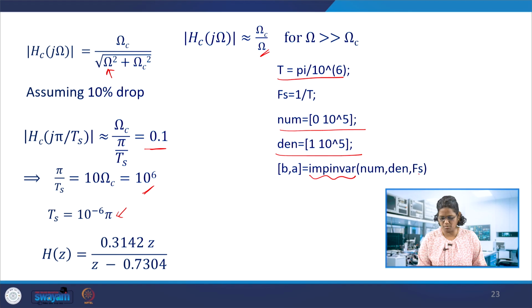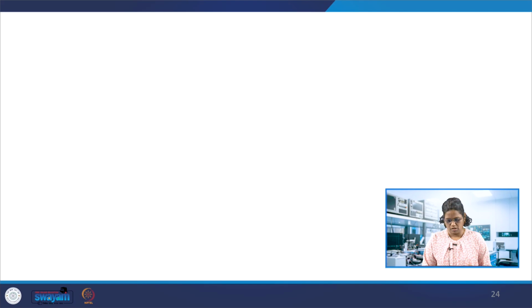Give numerator, denominator, comma and Fs, and you get the coefficients a and b, the numerator polynomial and denominator polynomial. This gives 0.3142, and 1 and minus 0.7304.